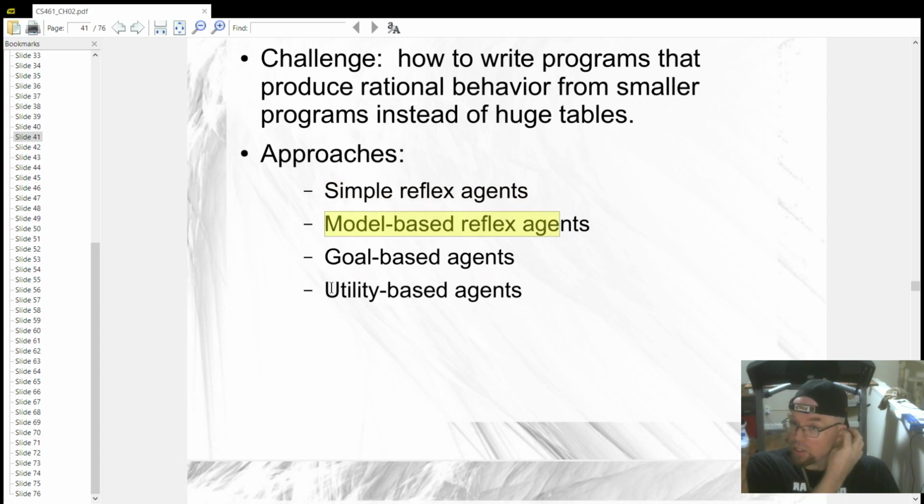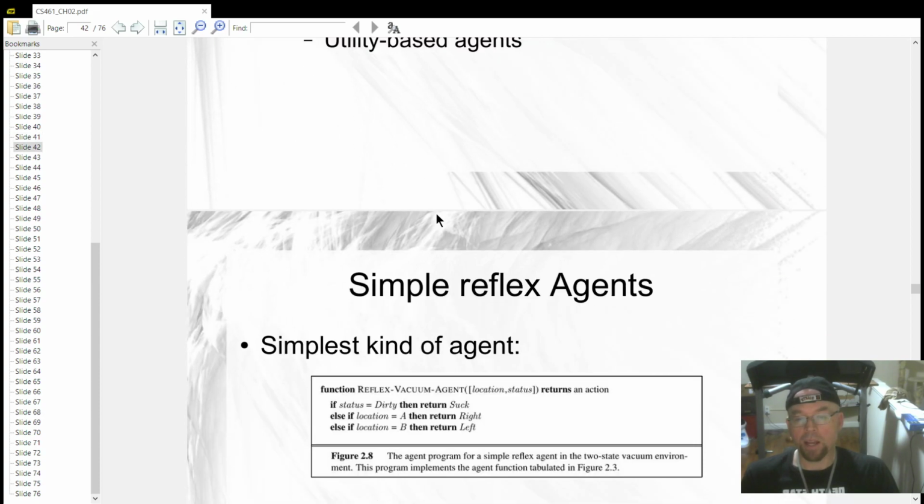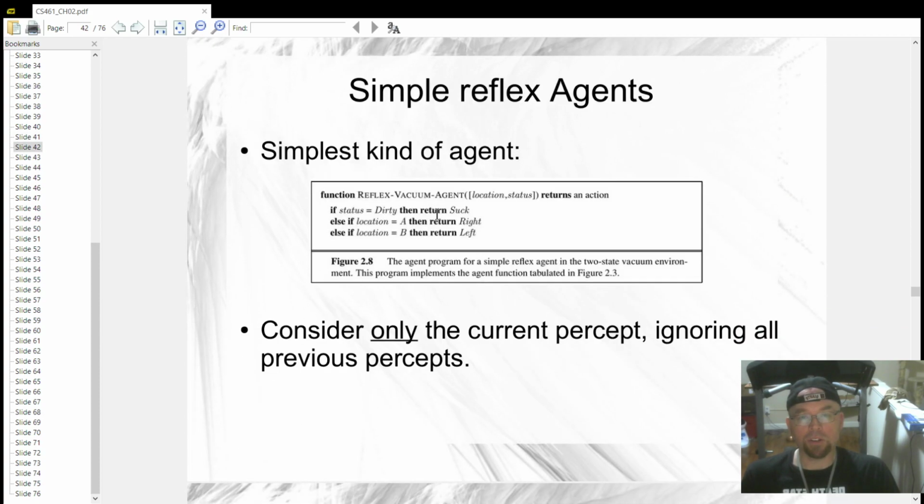agents. Okay, so this is talking about 4 different approaches to the architecture, like I was just saying, for creating your agent, or more precisely, programming the agent function, which makes up the agent program, right? So the implementation of that agent function is going to make up your agent program, which is going to control your intelligent agent. Okay, so simple reflex agents. This is the simplest kind.